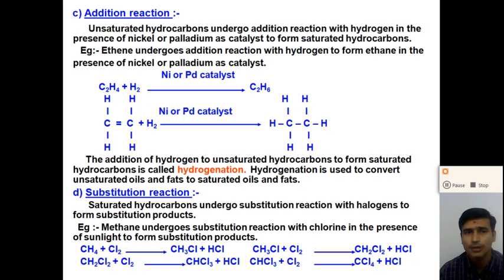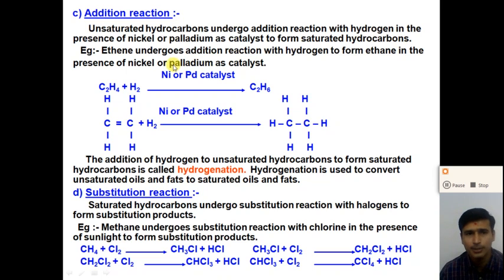So what are the unsaturated hydrocarbons? Unsaturated hydrocarbons are ethene, ethyne, propene, propyne. These unsaturated hydrocarbons are converted into saturated hydrocarbons like ethane, propane, like this, right? So unsaturated hydrocarbon undergoes the addition reaction with hydrogen in the presence of nickel or palladium as a catalyst to form the saturated hydrocarbon.